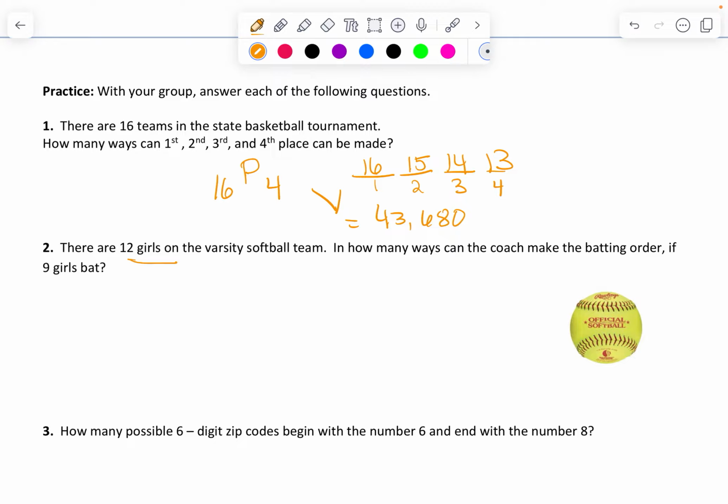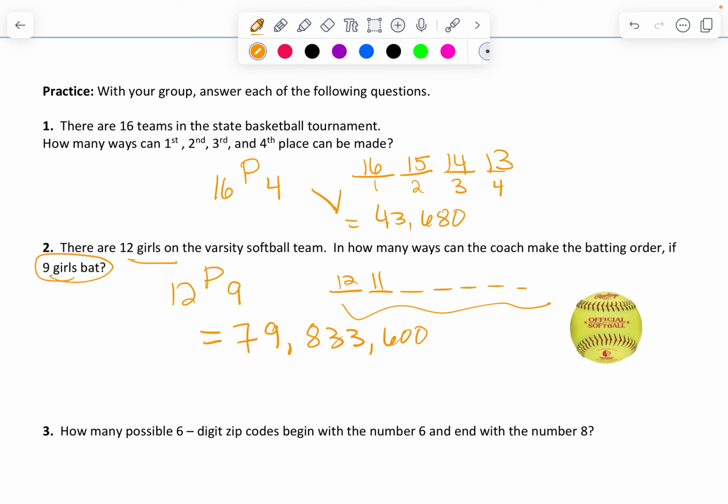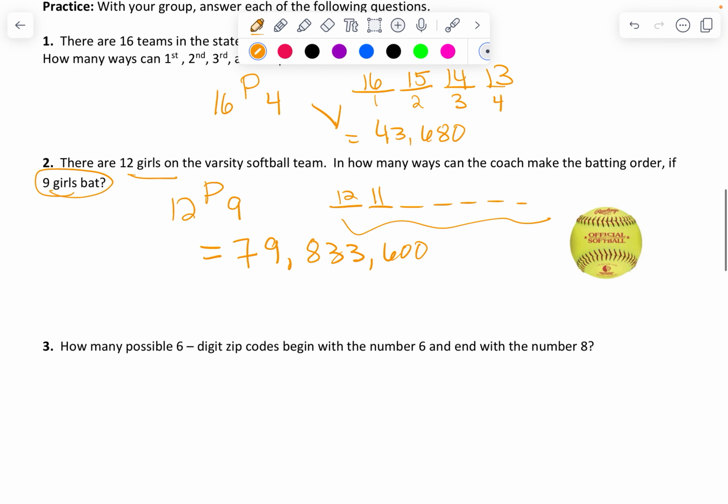There are 12 girls on the varsity softball team. How many different ways can the coach make a batting order if 9 girls bat? So you have 12, permutation 9, because this one is kind of a pain if you went 12 and then 11, and you had to count down until there were 9 spots. That one's not very nice to write. We want to use this one. So when you put this one in, there's a lot: 79,833,600. So lots of different ways.